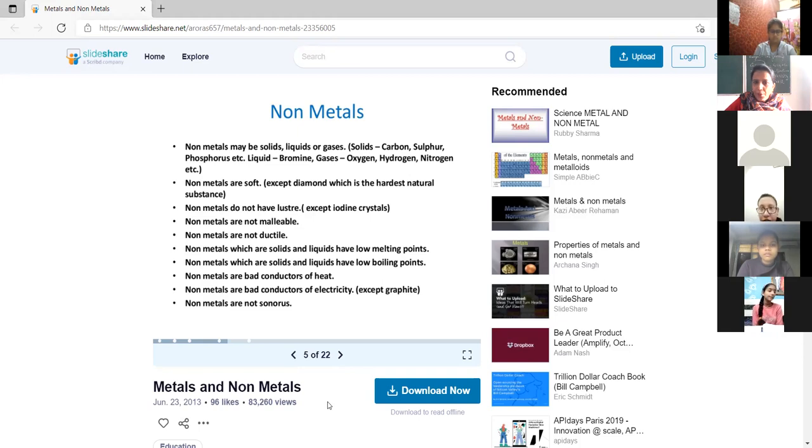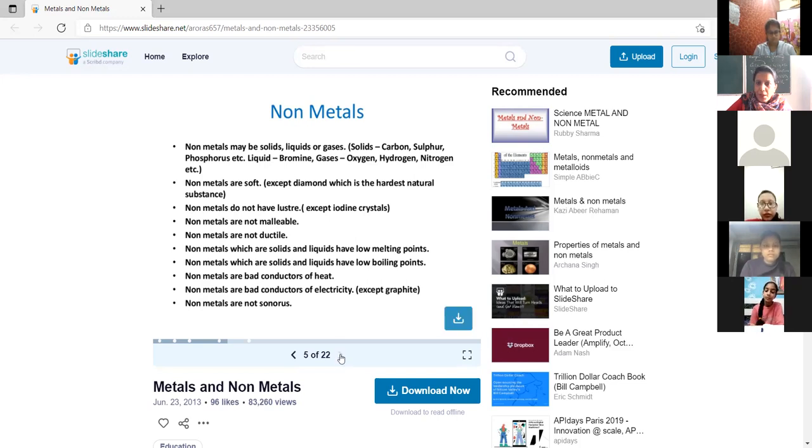Non-metals do not have luster, are non-malleable, non-ductile, not good conductors of heat and electricity. Only one exception is there, and the exception is graphite. They are non-sonorous. Graphite is a good conductor of electricity. Metals were having high melting and boiling points, but non-metals have low melting and boiling points. So these are the physical properties of metals and non-metals. Kindly move to the next slide.